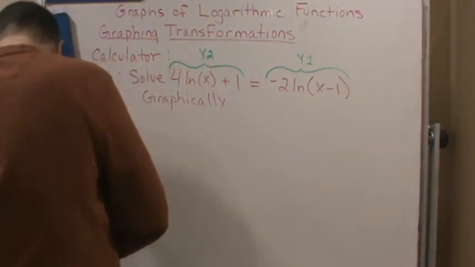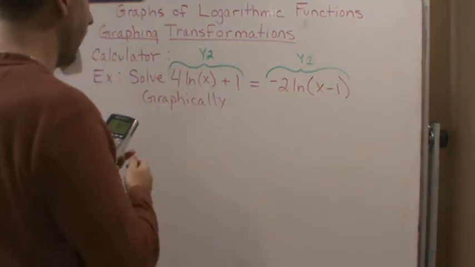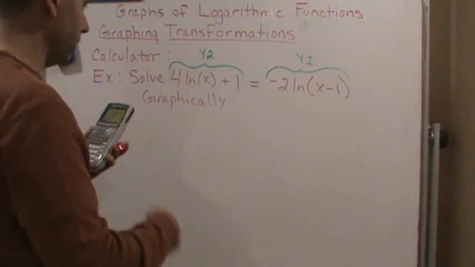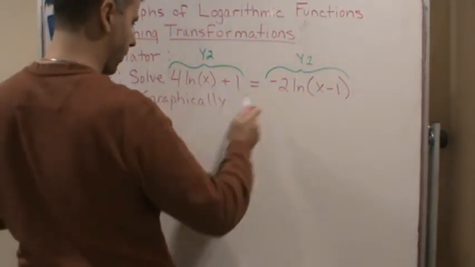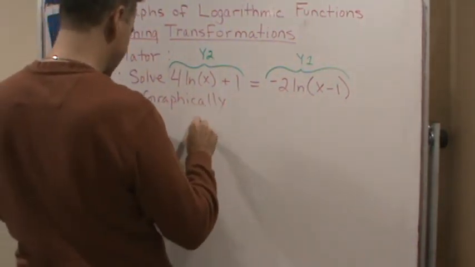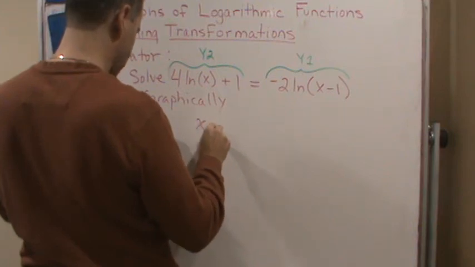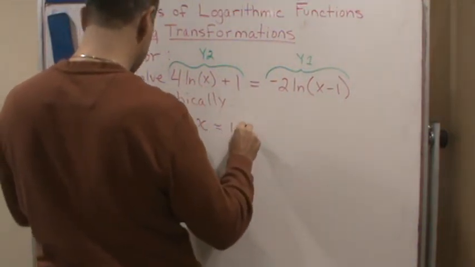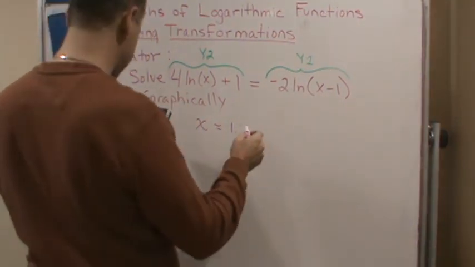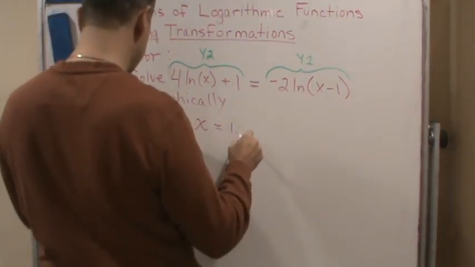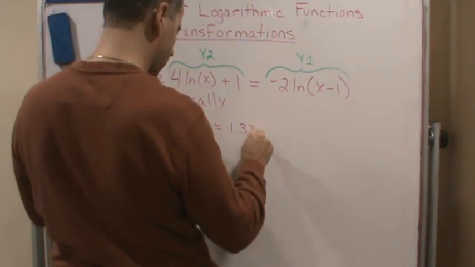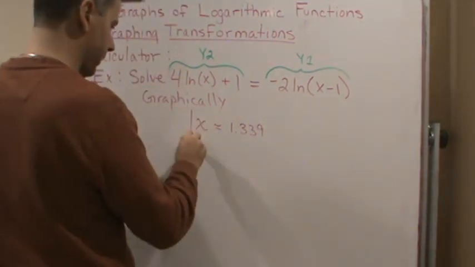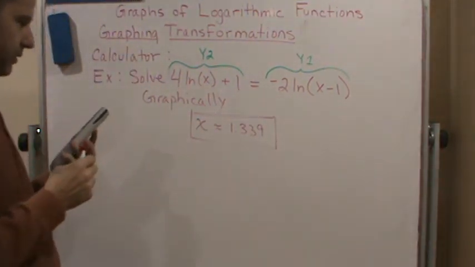The solution to this is x equals, because I'm solving for x. My x is approximately equal to 1 point, and they want me to go out to the thousandths place, so it's going to be 339. And so this is the answer.